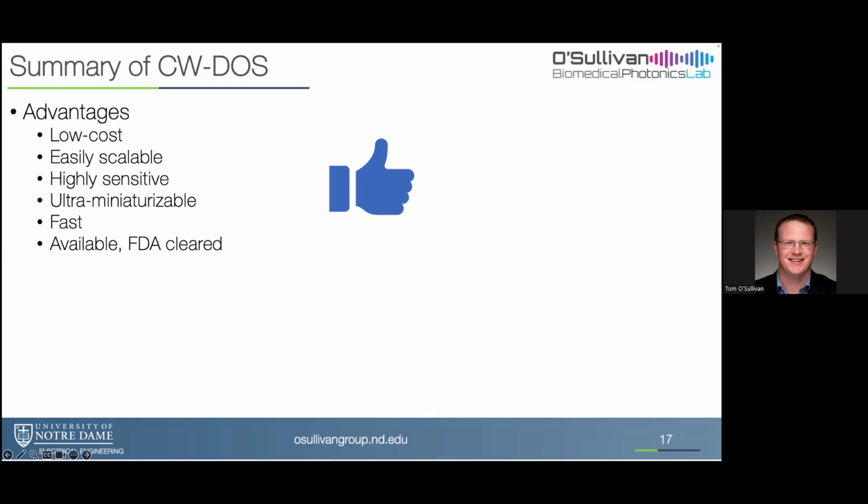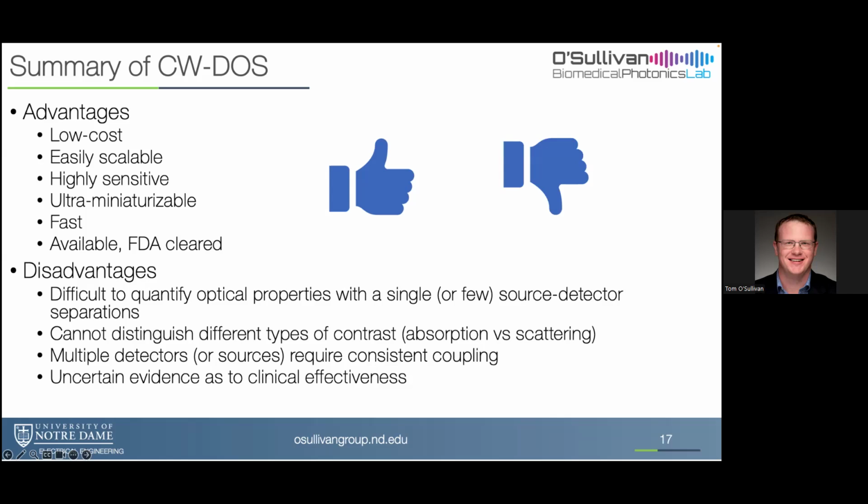High sensitivity, could be super miniaturizable. I didn't show this, but we have a project where we make injectable pulse oximeters. We fit them in the needle and we can measure from inside a tumor. It's fast, and of course it's developed, it's commercialized. But we see a lot of variability, right?